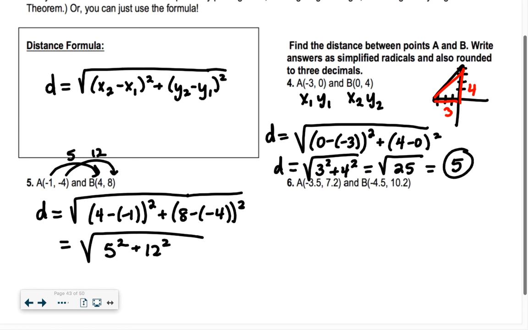And if it had been negative, you're going to square it anyway. So we get 25 plus 144. So I get the square root of 169, which is 13. That's our answer.